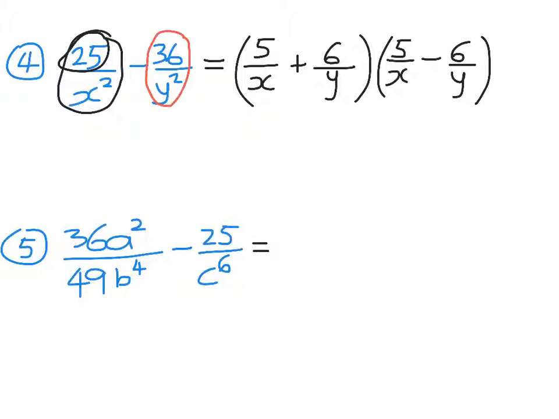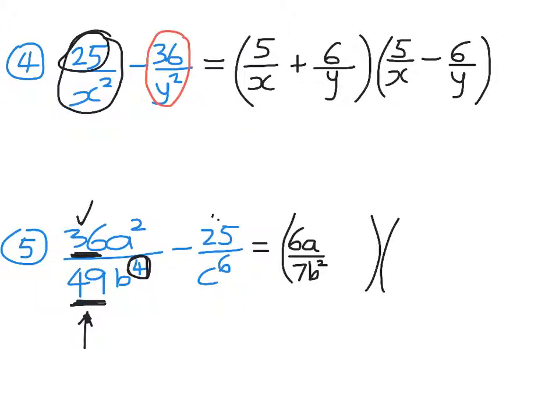And our last one, very, very similar. First checking for common factors, 36, 49, nope. This one's very easy to check because its only factors are 1, 7 and 49, and 49 and 7 are not factors here, and there's nothing going on with 25. But we can see lots of square numbers everywhere. So the square root of the first one is going to be 6a over 7b squared. Right, I'm halving that power. I have a plus and a minus.